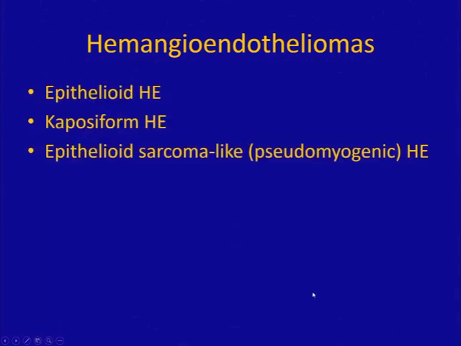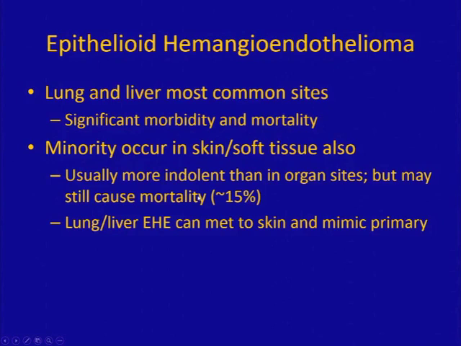The types we're going to talk about today are epithelioid hemangioendothelioma, Kaposiform hemangioendothelioma, and epithelioid sarcoma-like, also known as pseudomyogenic hemangioendothelioma. For epithelioid hemangioendothelioma, the lung and the liver are the most common sites. In those locations, there's quite a bit of morbidity and mortality. Many of those patients undergo organ transplant to try to control their disease. It's a very serious disease to have, and a subset of those patients, sometimes up to 50%, will eventually die from their disease.